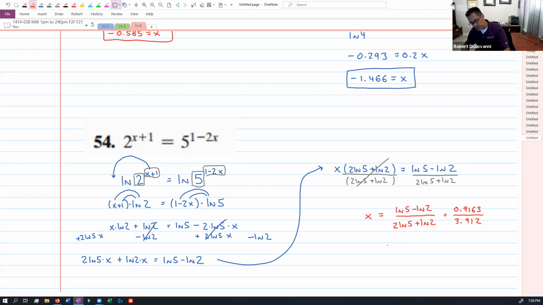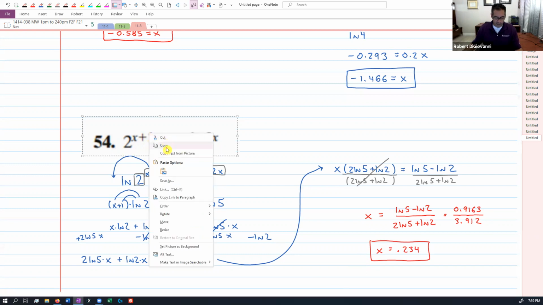And I get approximately x is equal to 0.234. There we go. That is our solution. Very, very weird problem because, again, you had this weird thing where you're working with this natural log 2, natural log 5, right? And then just get used to it because that's kind of like the nature of the beast at this point.